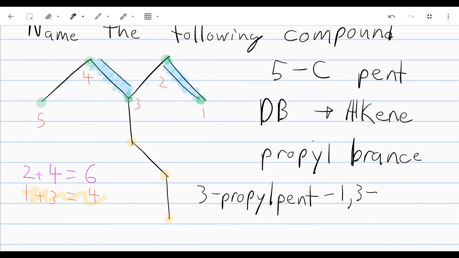Remember that we separate letters and numbers with the dashes. Now there's 2 double bonds here. So we know the ending that indicates double bonds is -ene, but because there's 2 of them, we need to put di in front of it. So the name of this compound would be 3-propyl pent 1,3-diene.